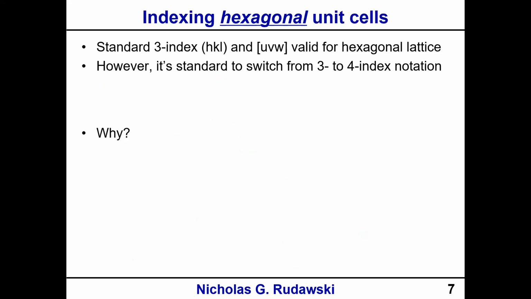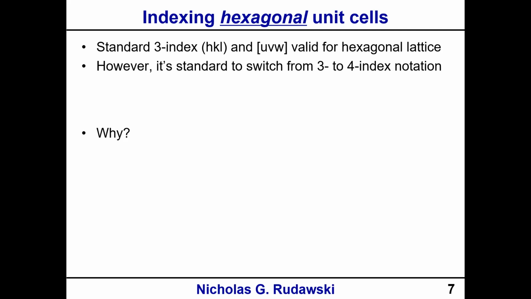Okay, so now indexing hexagonal unit cells. Okay, so we could stick with the standard 3-index notation, and that is still perfectly valid. You can use that for any structure that you want, but it's standard to switch from 3 to 4-index notation when you're dealing with hexagonal unit cells. Okay, now one thing I want to mention quickly is, notice I said hexagonal unit cells, okay, not hexagonal crystals. There's a difference between a hexagonal unit cell and a hexagonal crystal. For a crystal to be classified as hexagonal, it has to have certain symmetry elements, okay?